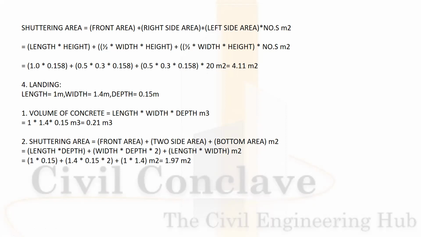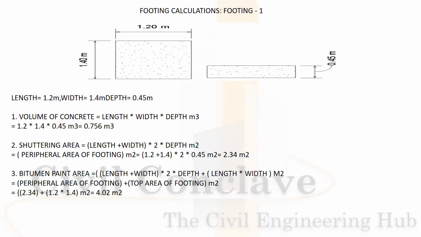Landing. Length will be 1 meter, width will be 1.5 meter, depth will be 0.5 meter. Volume of concreting will be 1 into 1.4 into 0.15, that is 0.21 cubic meter. Shuttering area will be 1.97 square meter.